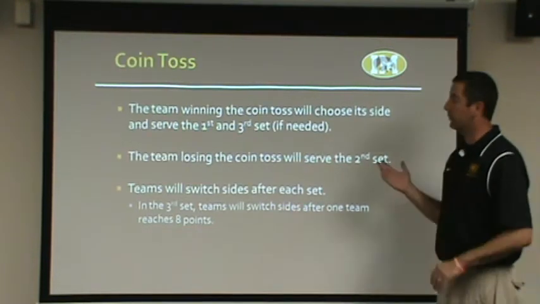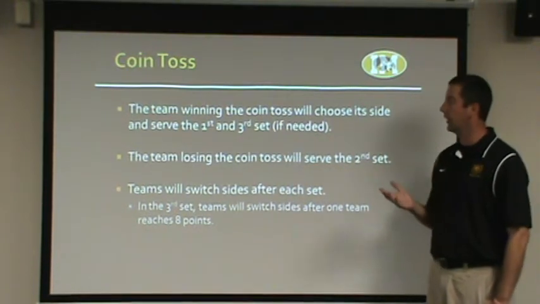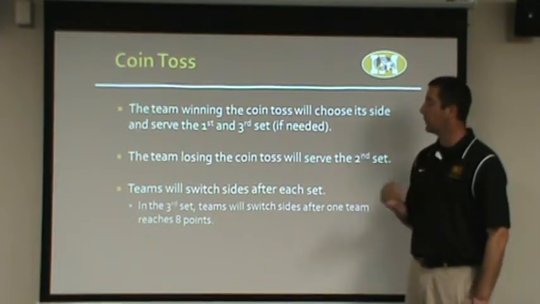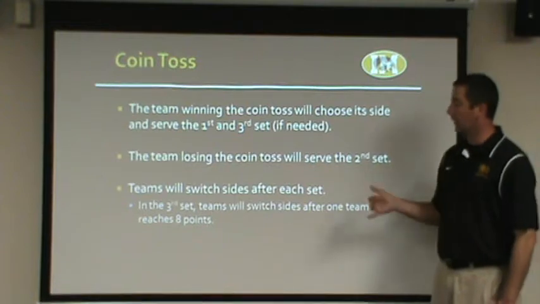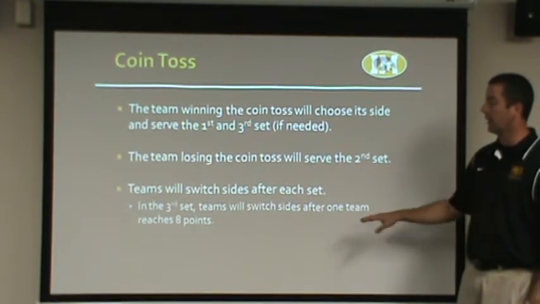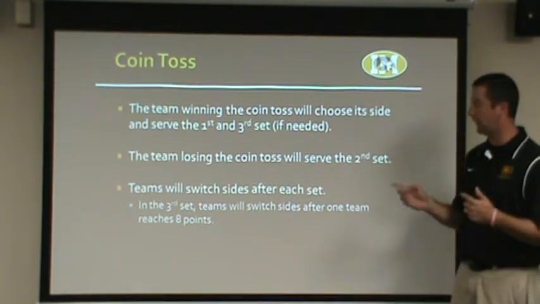We'll start each match with a coin toss. If you win the coin toss, you're going to get to choose which side you play, as well as serve the first and third set. The team that loses the coin toss will serve that second set, and then we're going to make a switch of sides after each set for the first and second one. And then in the third set, once one team has 8 points, we'll make that switch as well.